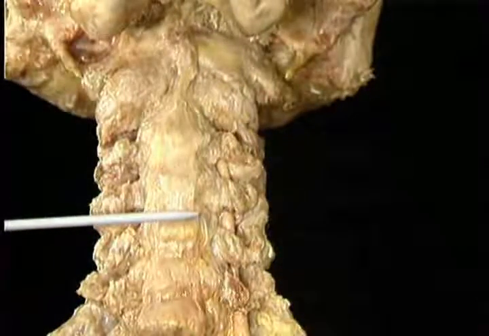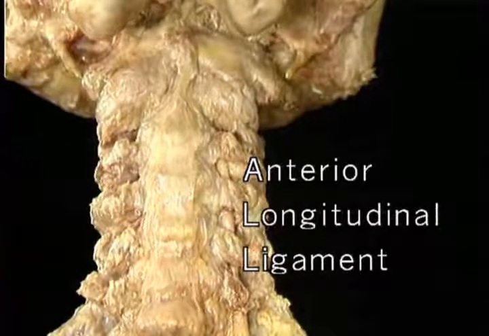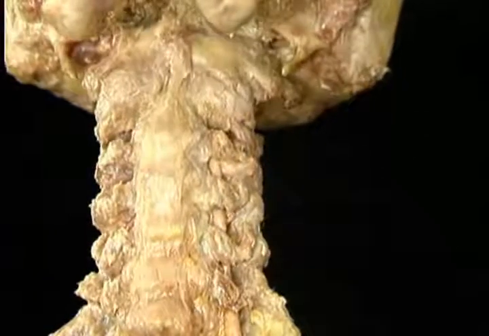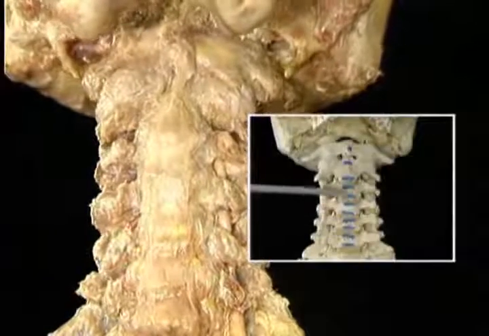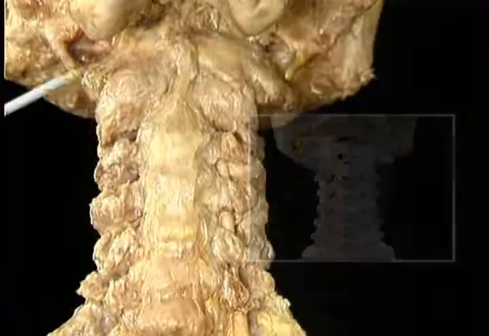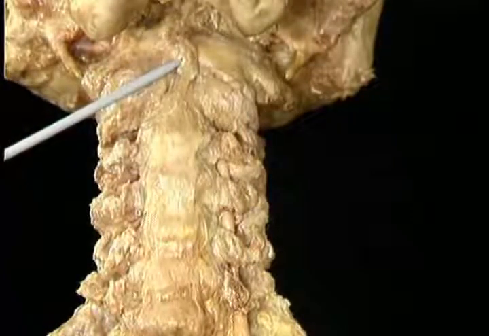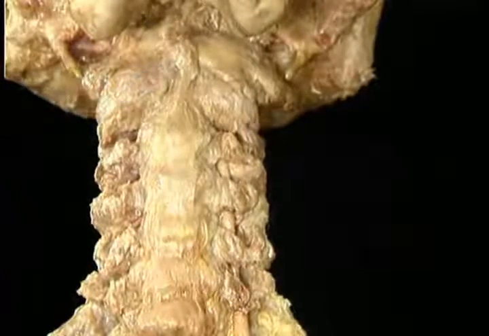This broad band is the anterior longitudinal ligament. It runs the whole length of the vertebral column, connecting the fronts of the vertebral bodies. It ends up here, at this tubercle on the arch of the atlas. The anterior longitudinal ligament is not as impressive in the neck as it is lower down. In the neck, the ligament that's impressive is the posterior longitudinal ligament, which runs down the backs of the vertebral bodies inside the vertebral canal.